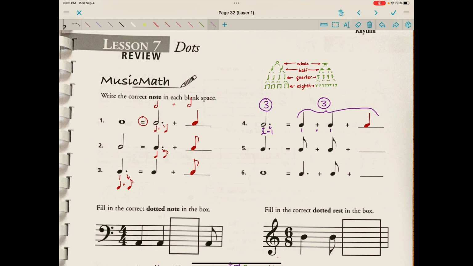Let's try this same strategy for number 5. This time, I think I'm going to assign the eighth note as the pulse note because I see a lot of eighth notes. I think it might be easier. So I'm going to say 1 for an eighth note. Therefore, quarter notes must get 2 beats, half notes must get 4 beats, and whole notes must get 8 beats. So this quarter note is worth 2. Its dot would be worth 1 beat because it's half of a quarter note. So we have, again, total of 3 beats over here. 1 beat for this eighth note, 1 beat for this eighth note. I'm missing exactly 1 beat, so I know it must be an eighth note.